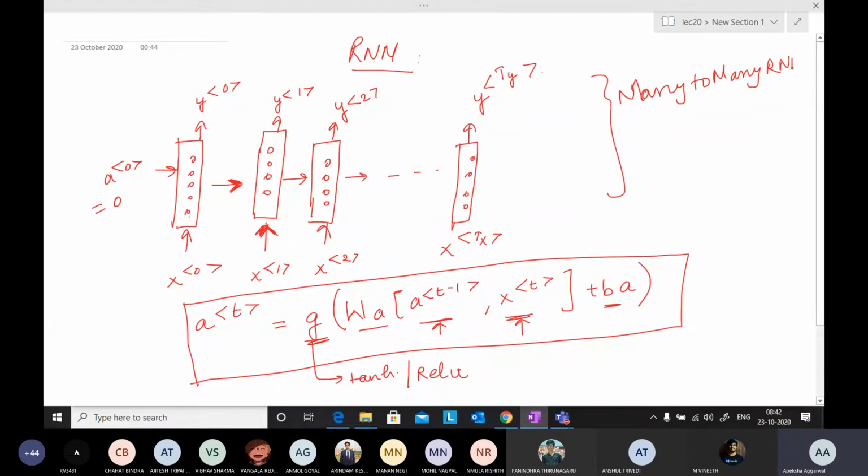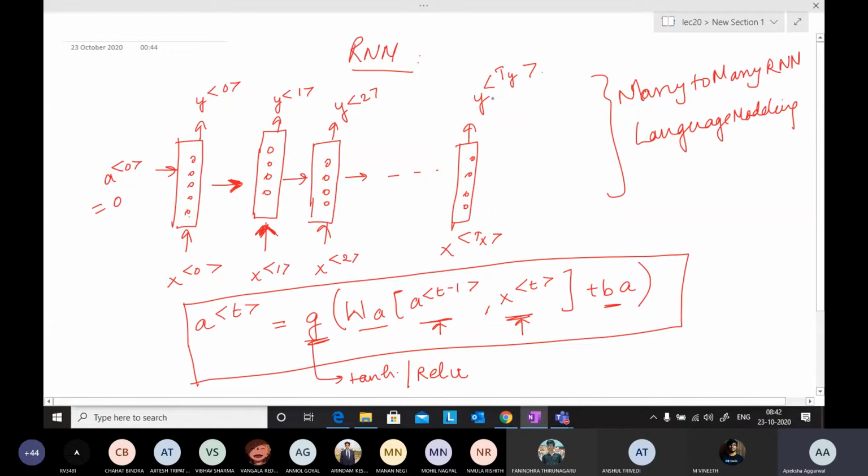There are other types of RNN as well. In this scenario, we are outputting at every step. This is an example of, let's say, language modeling. So we have multiple inputs and multiple outputs.